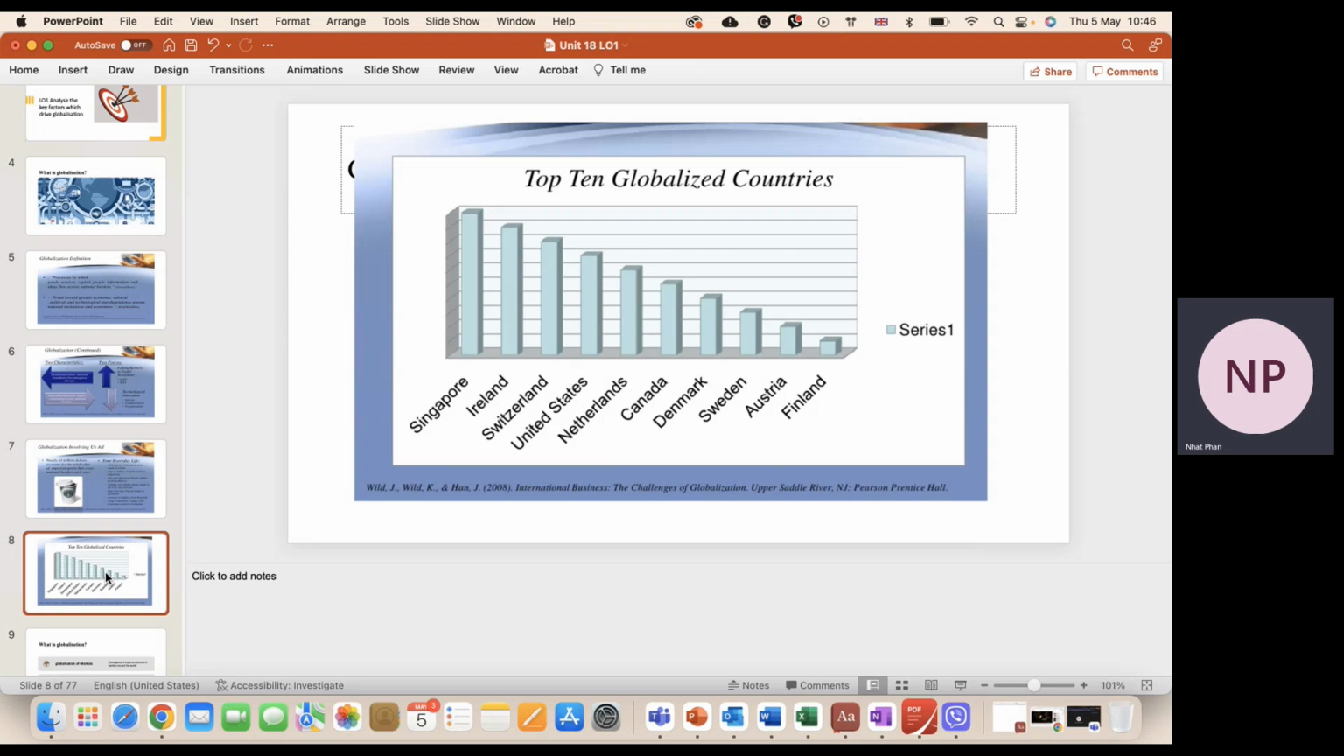The first one is Singapore, and then Ireland, and then you can see Switzerland, United States, and finally we have Finland. So Singapore is a case where you can have a look at the cultural background. The nation is a combination of different countries. The main one could be Chinese, and then we have some Malaysians who also live in Singapore, and we have Indians as well, and we have the Singaporeans themselves.